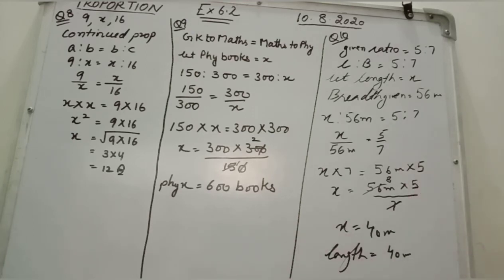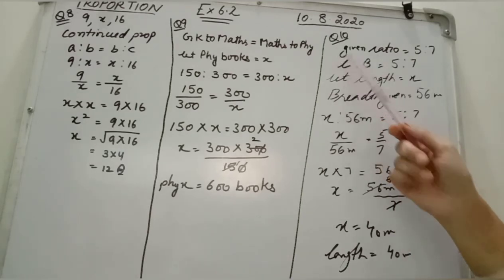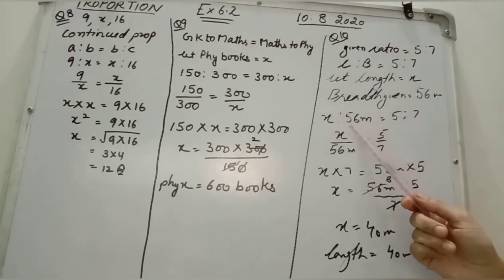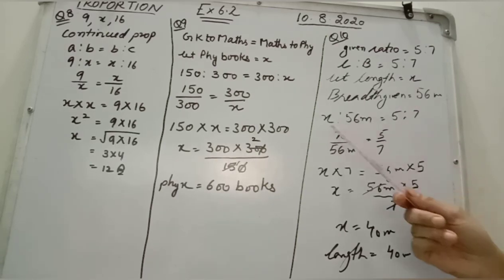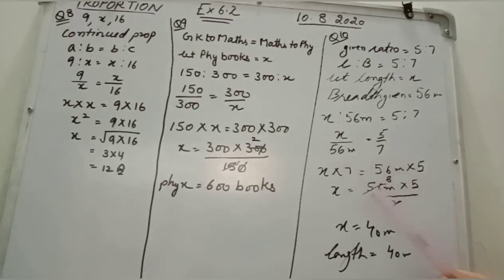Question number 10. Ratio is given to you, length ratio, breadth ratio is given to you 5:7. Breadth is given to you 56. We have to find out the length. Let length is equal to x. So put in the formula, first is length, so x, then breadth is 56, it is already given to you. Ratio is given to you 5:7. Over it, after cross multiplication, after cutting, we get the answer x is equal to 40, means length is equal to 40. Like that we will do the question number 11 also.